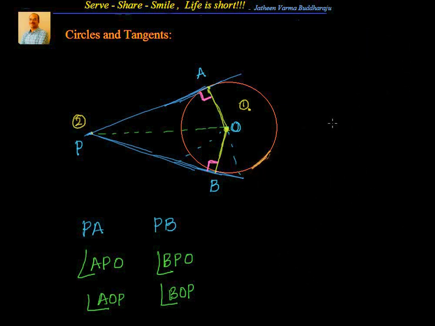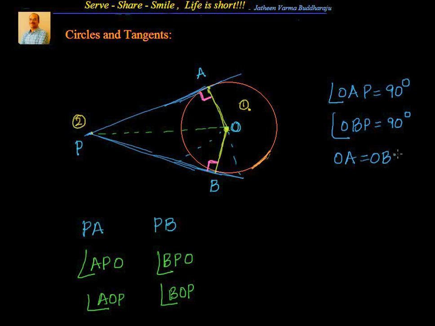Just now we have proven that angle OAP is equal to 90 degrees, and also angle OBP is equal to 90 degrees, and we also know OA equals OB, which is equal to the radius. Remember, whenever you are working with circles, the radius is always your friend when you want to use congruency, because it is always equal. We also know that angle OAP equals 90 degrees and also angle OBP equals 90 degrees. Now how can we prove that PA is equal to PB?